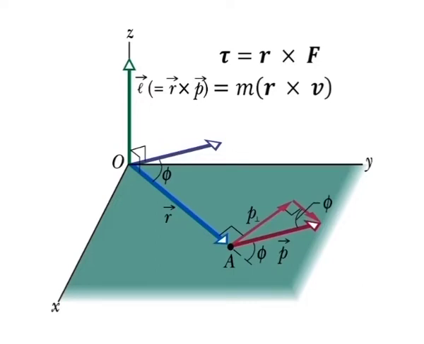To find the direction of the angular momentum vector L in the figure, we slide the vector p until its tail is at the origin O. Then we use the right hand rule for vector products, sweeping the fingers from r into p. The outstretched thumb then shows that the direction of L is in the positive direction of the z axis. This positive direction is consistent with the counterclockwise rotation of position vector r about the z axis as the particle moves.